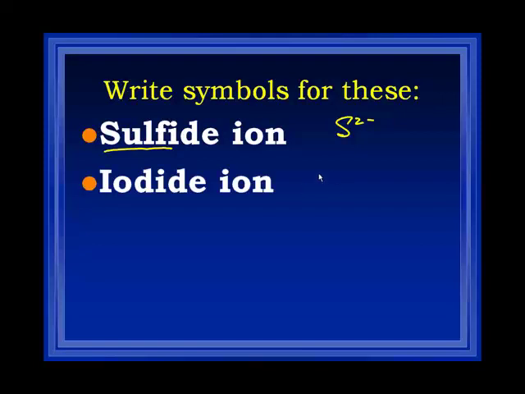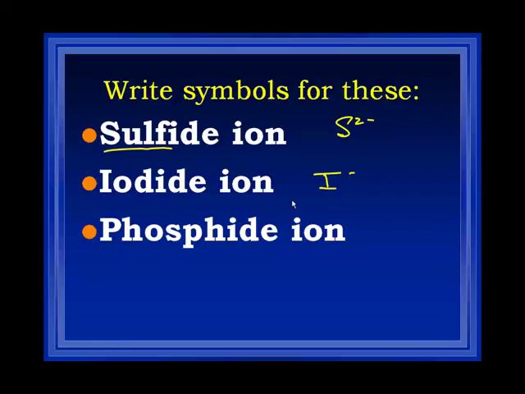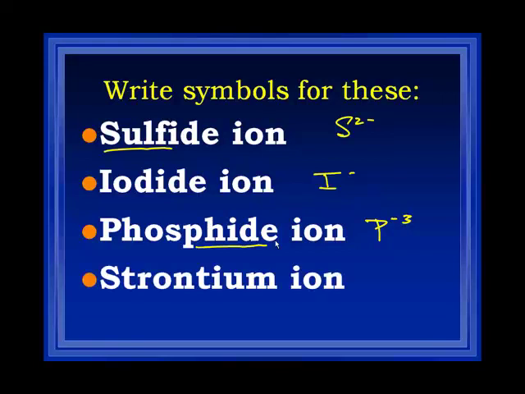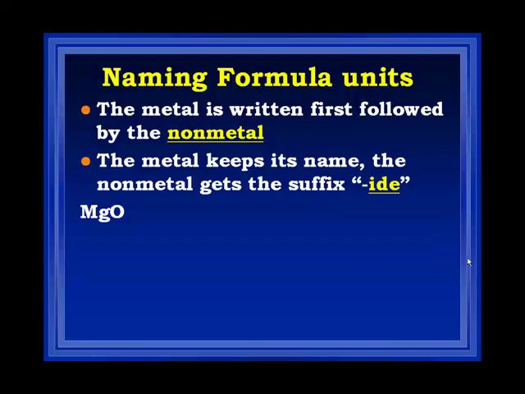The iodide ion, I minus. The phosphide ion. Okay, P -3. Notice it's phosphide, not phosphoride. Okay, takes off a little more on the end of phosphorus there. And then your strontium ion. Watch out, trying to trick you there. Sr2 plus. That was a cation.